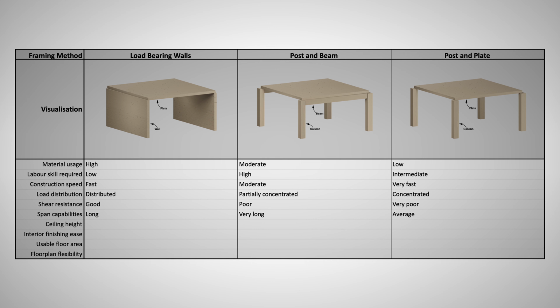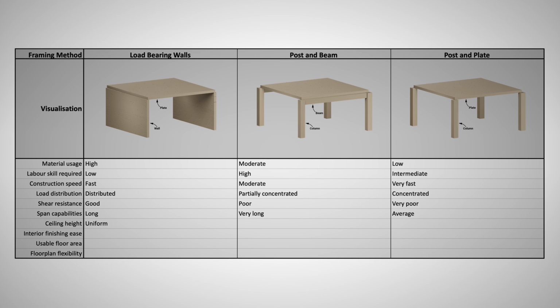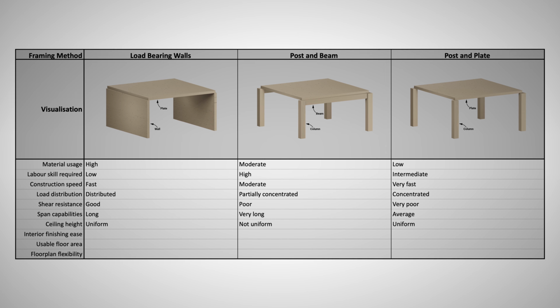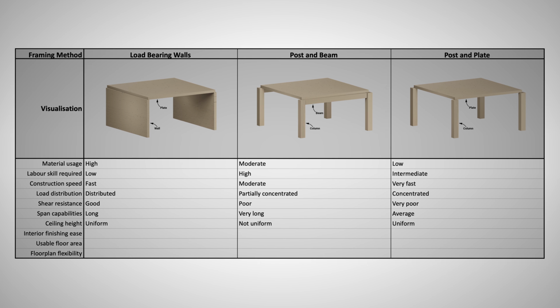Uniform ceiling heights are preferable because they enable efficient floor-to-floor design and simplify the installation of suspended ceilings. Among the methods discussed, only the post and beam approach results in non-uniform ceiling heights. This means that this method scores lower on this criterion.